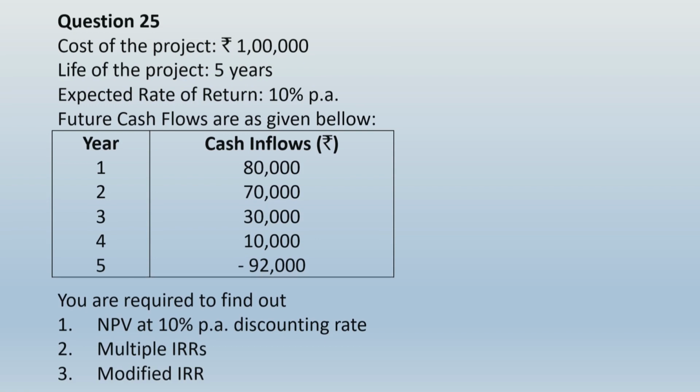Do you notice one thing? At 5th year end, there is a negative cash flow. That means when you are winding up the project, you are having an outflow actually. And now you are required to find out NPV at 10% per annum discounting rate, multiple IRRs and modified IRR.